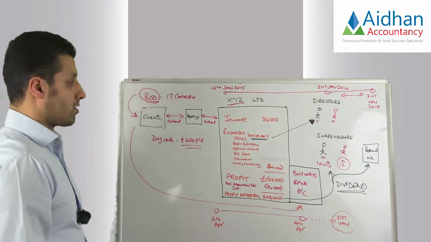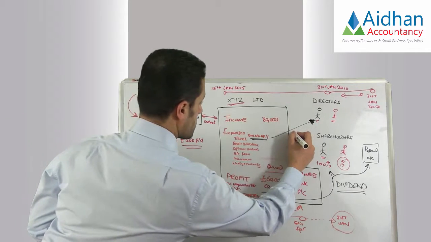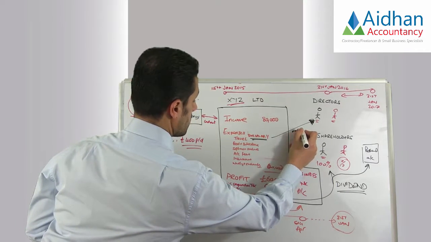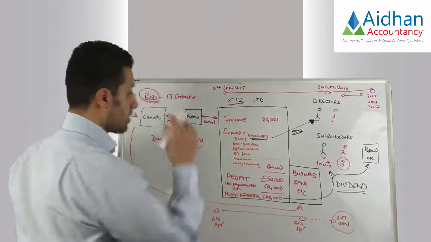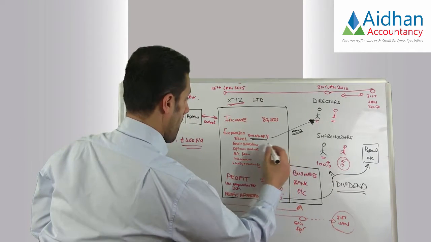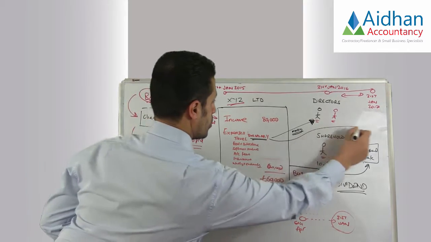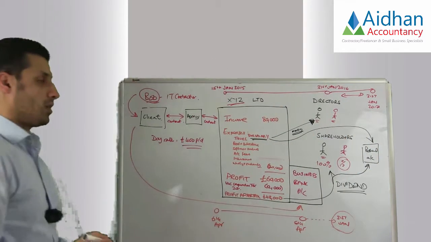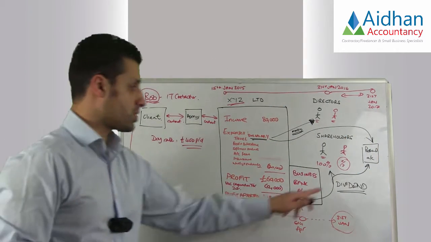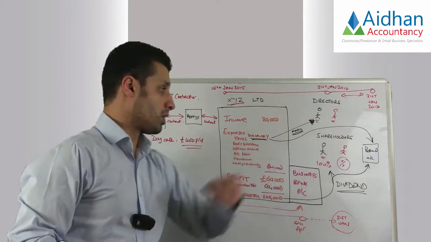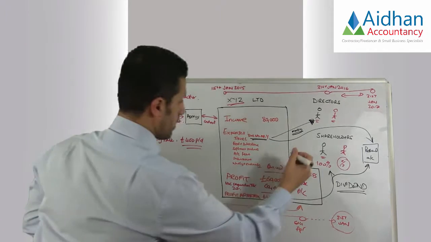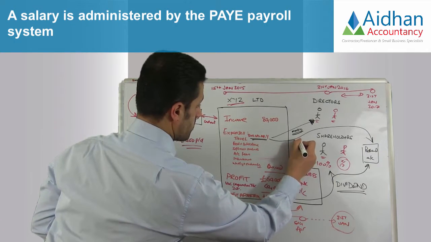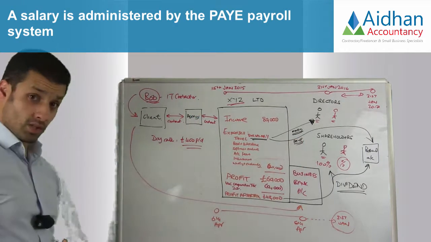Now, the director's salary is payable on a monthly basis, okay, normally, and it's paid again to the personal bank account of the directors. So in this case, we're just going to say it's Bob, and it will go monthly to his personal bank account, okay? The other thing with a salary, it is administered by the PAYE payroll system, okay?